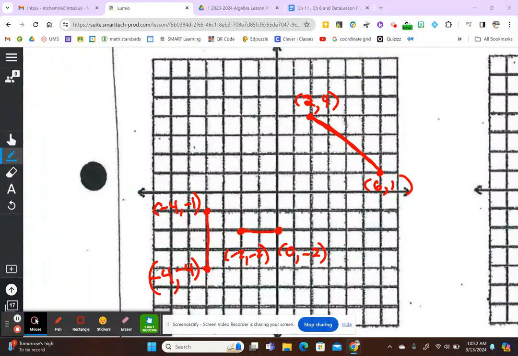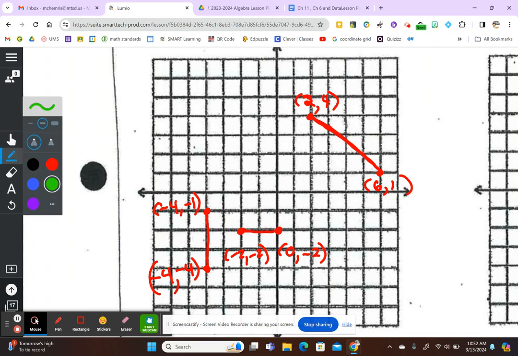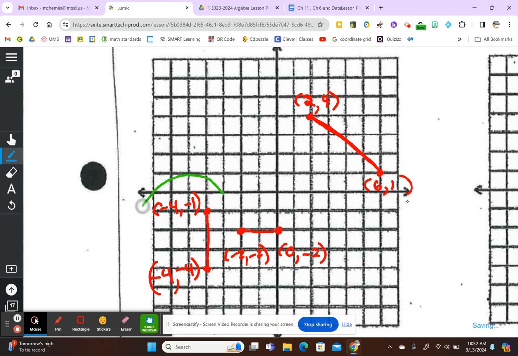Okay, so we are going to go over the distance formula. What the distance formula helps us find is the distance between any 2 points on the coordinate plane. Now, if I ask you to look at this line that I just circled in green, what is the length of this line?